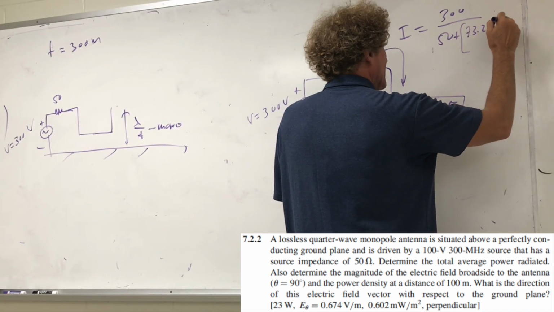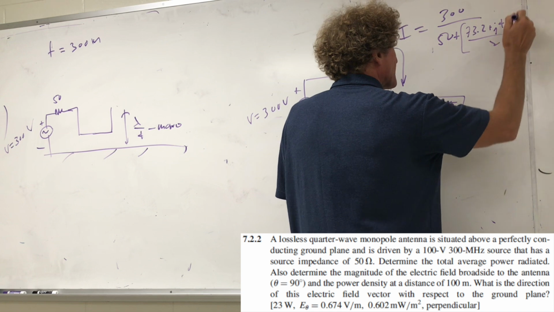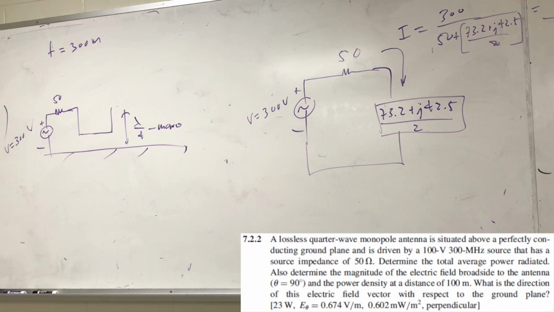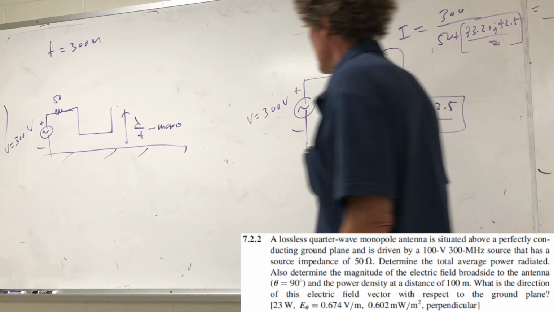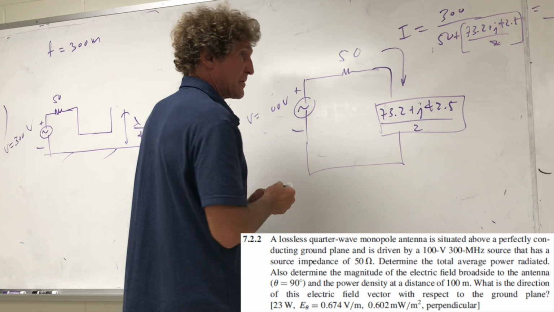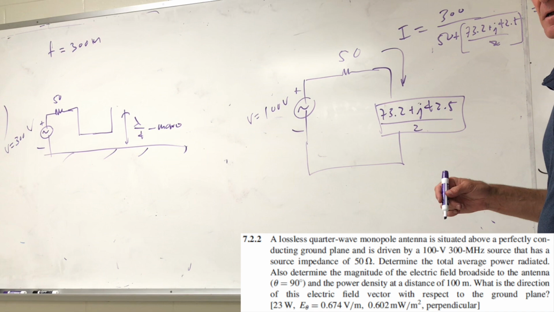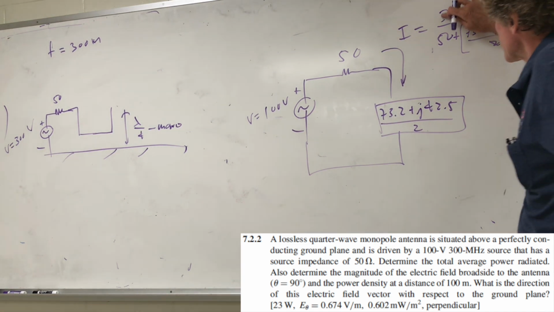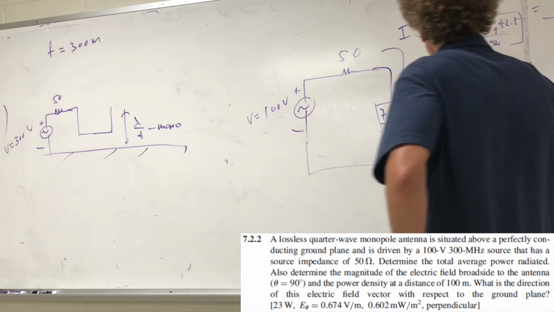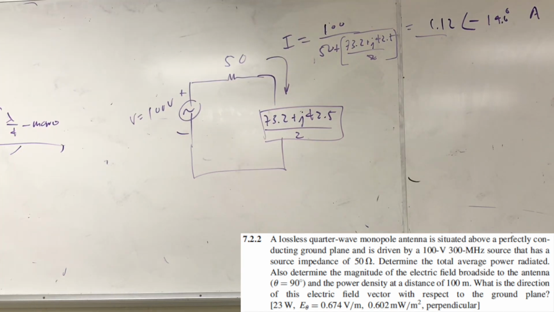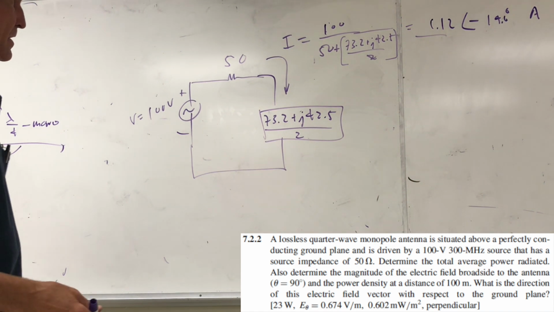73.2 plus J 42.5 over 2. And I need that current. Voltage is just 100 volts. Oh, I got 300, sorry. Another sip of coffee. My bad. And 100 on top. 100 volts. Oh, yeah, 100, sorry, thank you. What did you get? And now, what did they ask? Determine total average power radiated. Also, I want to ask everybody just to consider, how would you figure out the total average power radiated?